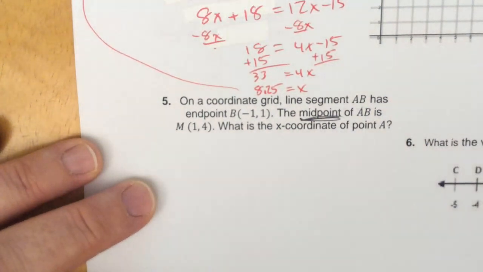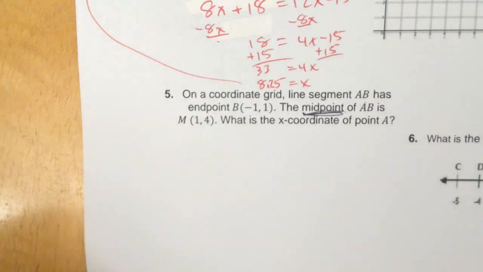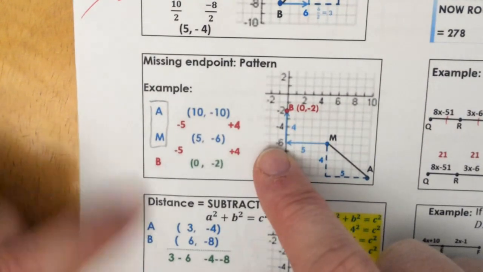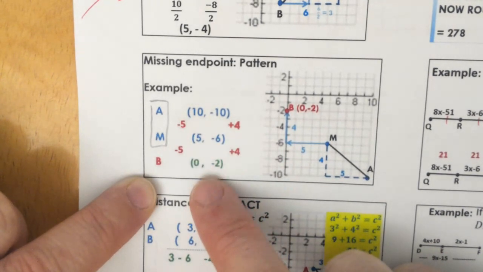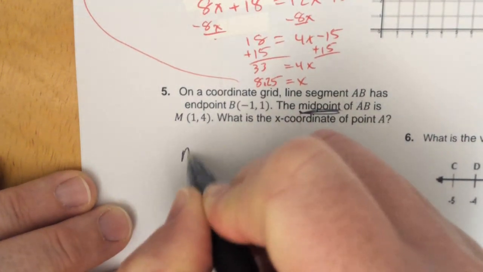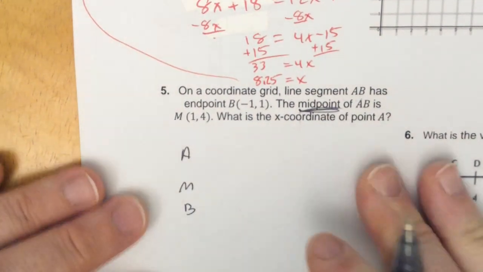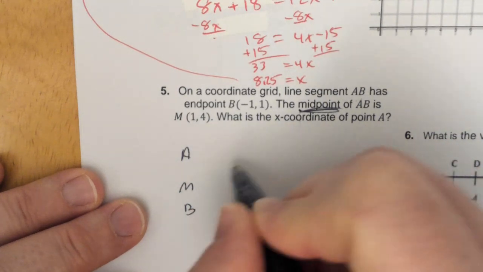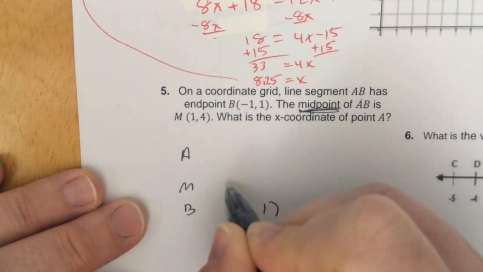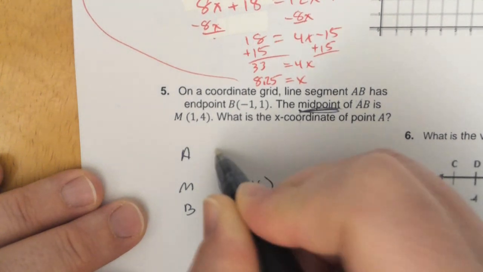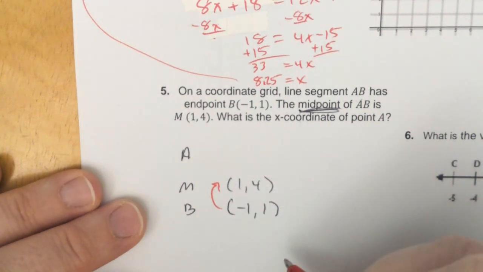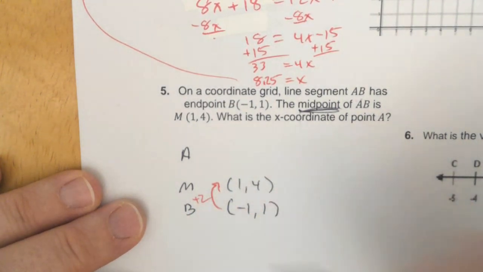So they gave us the midpoint, right? So if they already gave us the midpoint, then we're going to be looking for the missing endpoint. So we would continue the pattern. So we have A and B, and in the middle is M. All right, so B was -1, 1. The midpoint M was 1, 4, and we're trying to get to A. So how do we get from -1 to 1? We would have to have added 2.